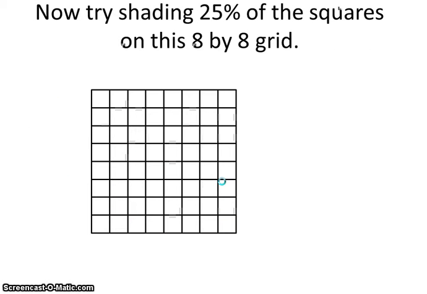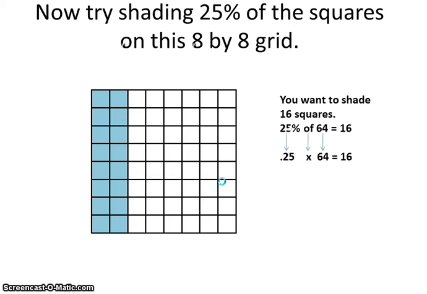Let's look at a problem involving percents. If we were to shade 25% of the squares on this 8x8 grid, I have 2 pieces of information. One, I know the percent that I need to shade in, 25%. I also know the total number of squares in this grid. Since it's an 8x8 grid, I can multiply 8 times 8 to get 64. I would turn 25% into a decimal, and 25% as a decimal is 25 hundredths.